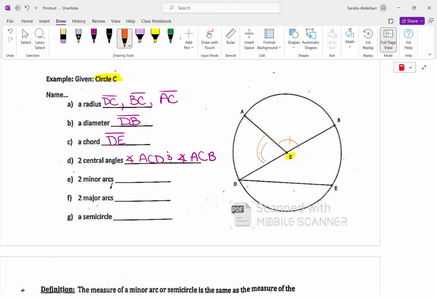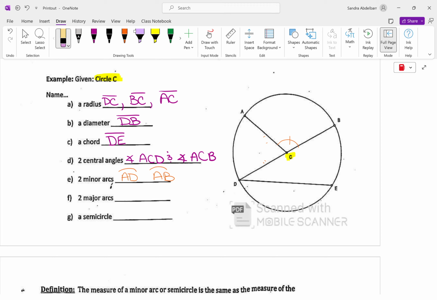All right, two minor arcs. So basically a minor arc is a path that's less than 180 degrees. That's a good way of looking at it. It's a path that's less than 180 degrees. Edwin? You got it. Arc AD and arc AB.